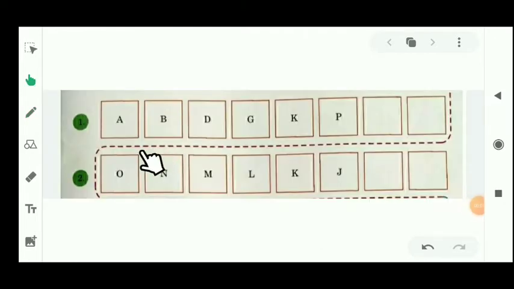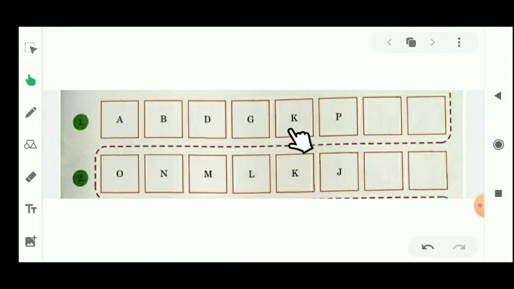Now let's see students a few more questions. In question number 1, firstly you have to observe the pattern, then you have to fill up the blanks. Like in the first question, here is A, then B. A to B there is no gap, then B to D. If we read the alphabets, B, then C, then D will come. That means one letter is missing. Then D to G, E and F, that means two letters are missing.